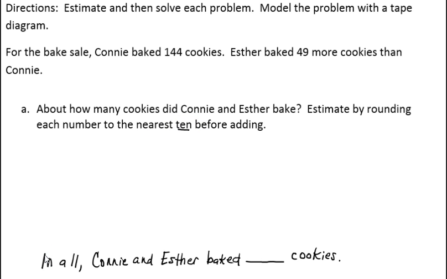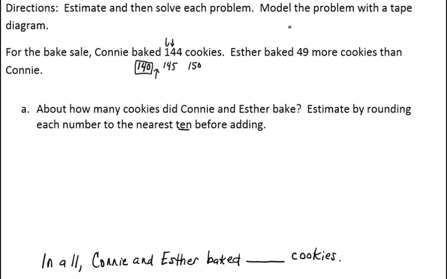If I look at the number of cookies that Connie baked, that was 144. I have a 4 in my tens place, but I also have 100. So I'm going to look at that as 14 groups of 10. The smallest answer choice would be 140. The next group of 10 would be 150. The midpoint is 145. Since 144 falls beneath the midpoint, we would round it to 140.